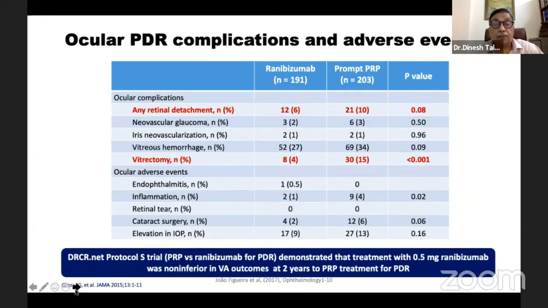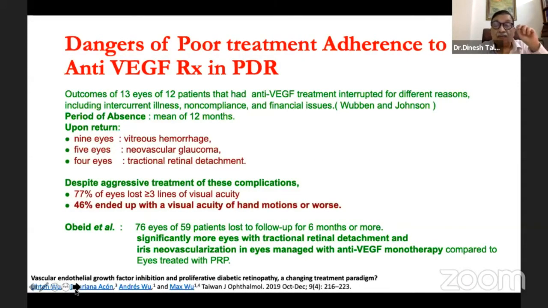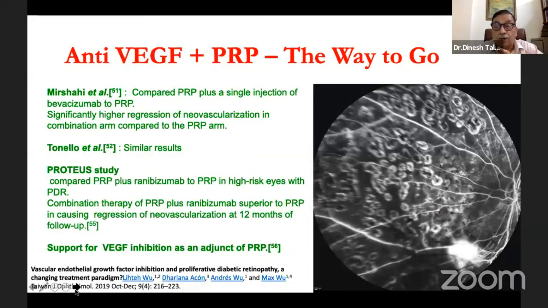Complications were more in the PRP group, and that's what was surprising to me. The number of cases requiring vitrectomy was much higher, 15% versus 4% in the ranibizumab group. But the basic fear is the danger of poor treatment adherence to anti-VEGF treatment. In one study, 13 eyes of 12 patients had their treatment interrupted for around 12 months. They came back with vitreous hemorrhage, neovascular glaucoma, and traction detachment, and more than 50% of the eyes ended up with visual acuity of hand movement or worse. So you don't want that stage to come.